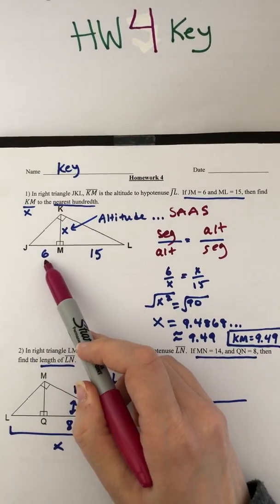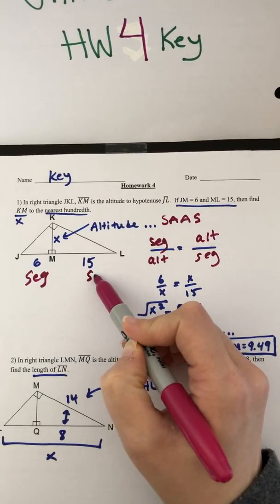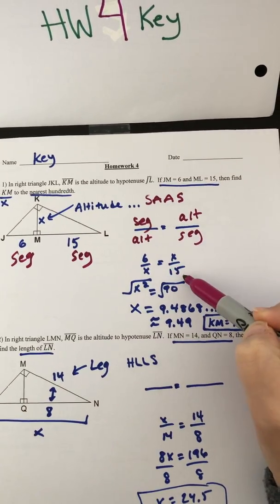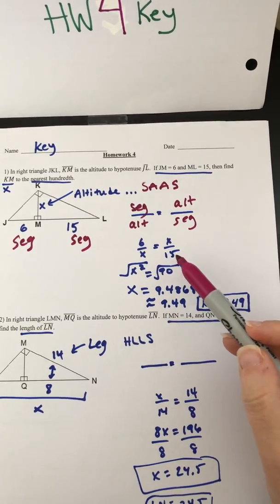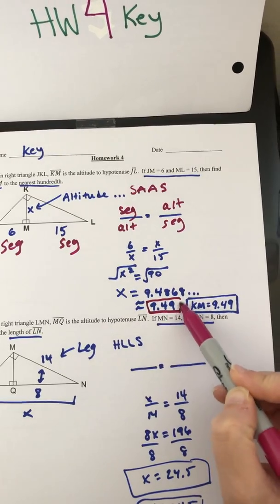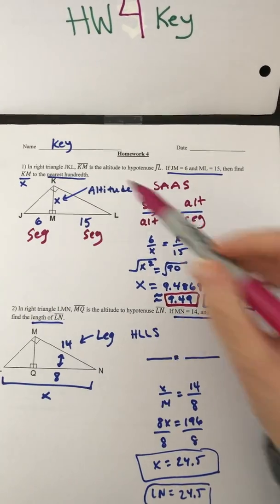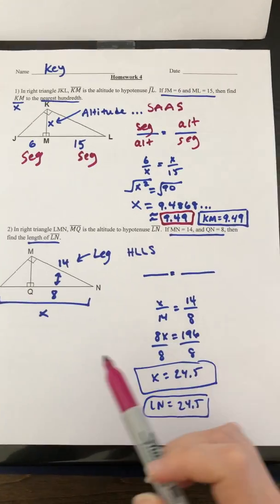The segment is 6, the altitude is the X, and the other segment is 15. Those segments each get used once, but the altitude gets used twice. X times X is X squared, 6 times 15 is 90, square root, you get 9.49. You can box it here when you round it, or you can state the side they're looking for and box it.